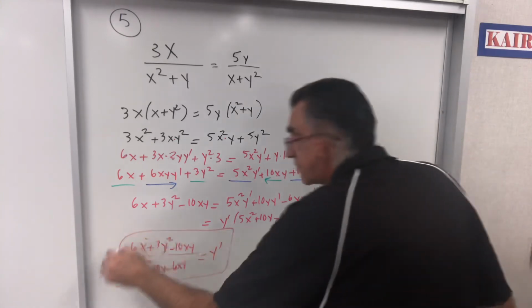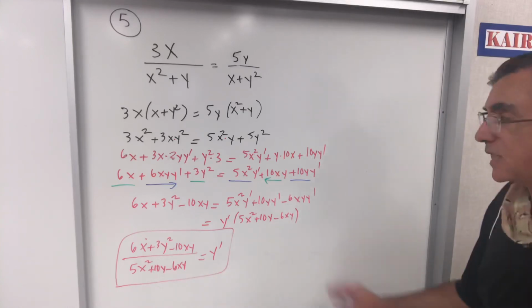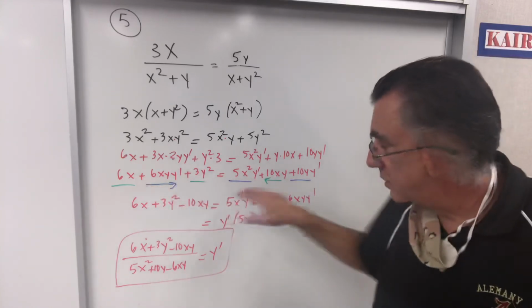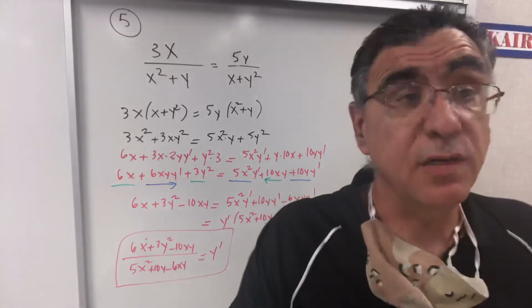Now for some reason, in 4 of the 5 questions I ended up with the y prime on the right. It doesn't matter. Again, back here, you could have moved the 2 blue ones over here and the 2 green ones over there. It doesn't matter. But anyways, those are some examples of implicit differentiation.